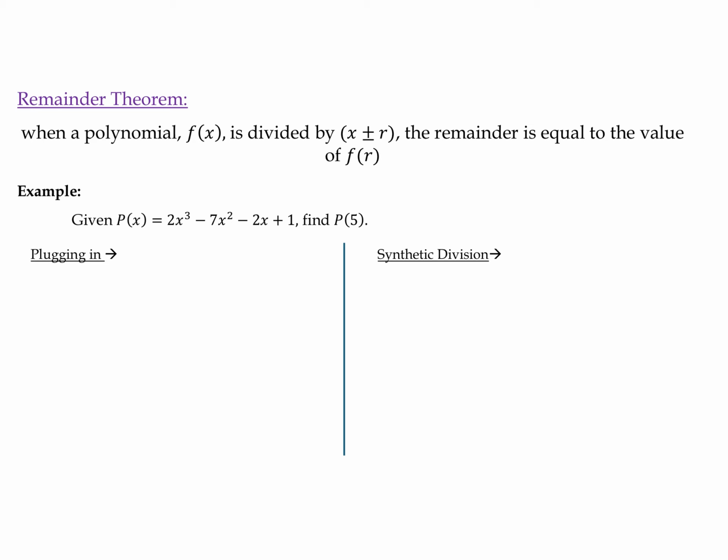All right, the remainder theorem is a theorem that we can use to find the value of a function. We can do it two ways. We can either plug it in. So if I'm given this function p of x, and I have to find p of 5, that means everywhere I see an x, I'm going to replace x with 5.